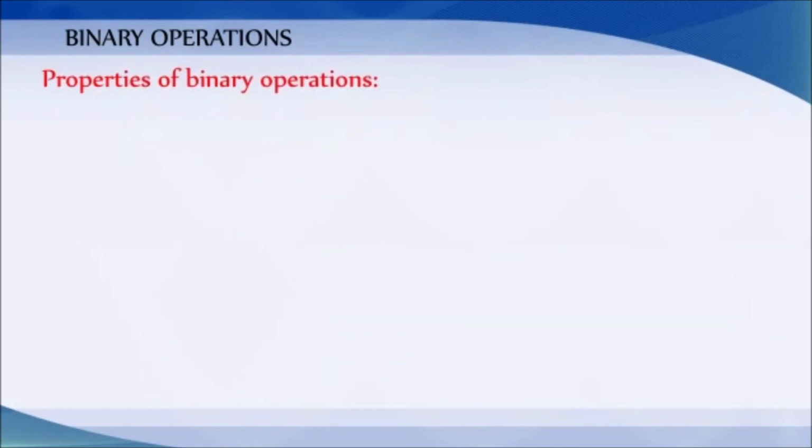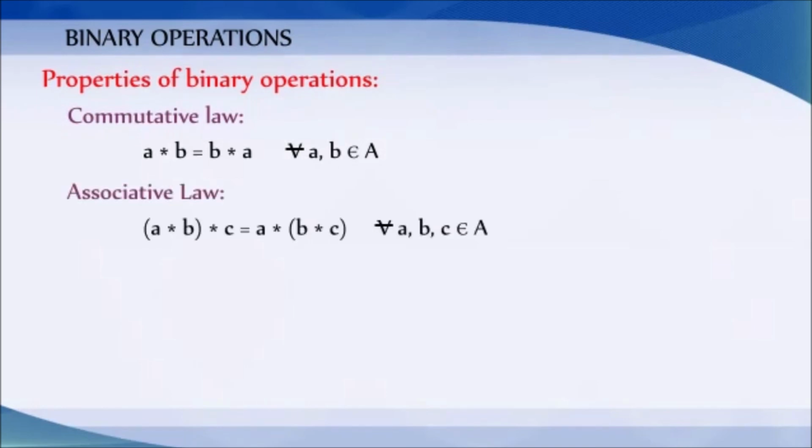Properties of binary operations. Commutative law. The binary operation star on a set A is called commutative if for all a, b belongs to A, a star b must be equal to b star a. Associative law. A binary operation star on a set A is called associative if for all a, b, c belongs to A, (a star b) star c must be equal to a star (b star c).